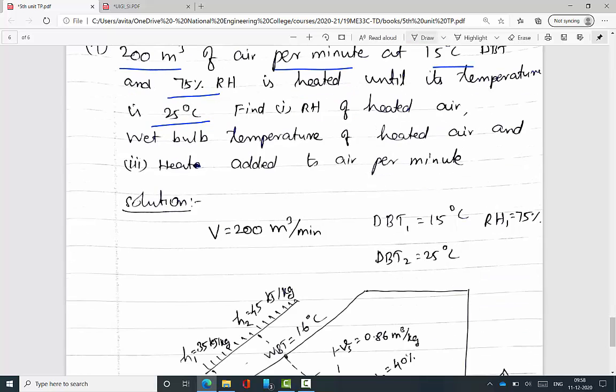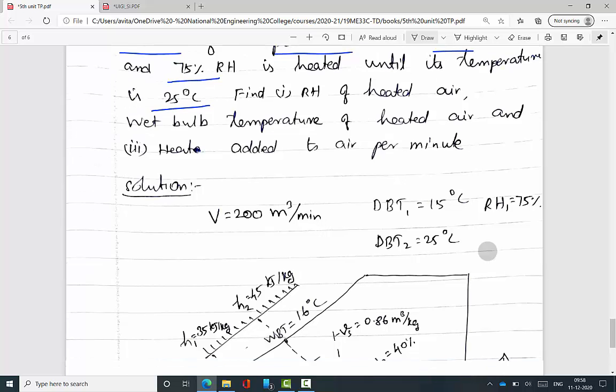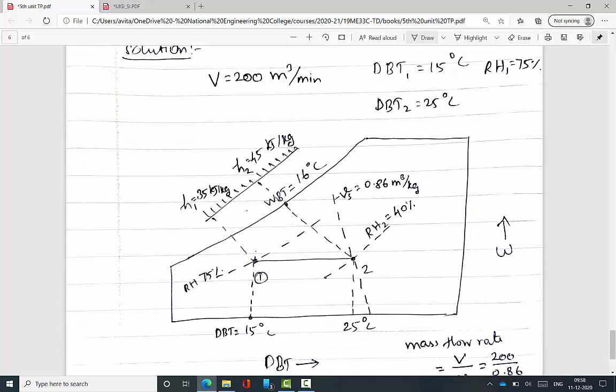The given is volume 200 meter cube per minute, dBT1 15 degrees Celsius, relative humidity 75% and dBT2 is 25 degrees Celsius. First we locate the data in the psychrometric chart. We locate dBT1 and RH 75. From 15 degrees Celsius draw a vertical line and it intersects the 75% relative humidity line. It's noted as 1. From 1, draw a horizontal line because the sensible heating line is a horizontal line. And from 25 degrees Celsius, draw a vertical line. Both lines intersect at one point, which is called 2.